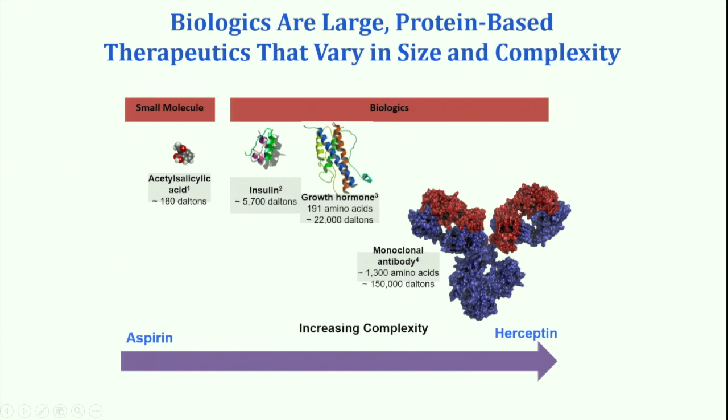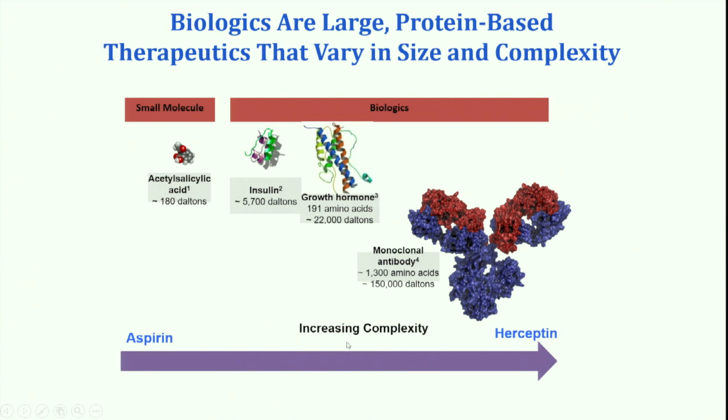Now, you see biologics are large, and protein-based therapeutics actually vary in size and complexity. If you take a small molecule of 180 daltons like aspirin, this is very small. But as we enter the biologics regime, like insulin, it's about 5,700 daltons, quite big compared to this. If you go even further, like a growth hormone, it's 22,000 daltons, and a monoclonal antibody is 150 kilodaltons. So that's quite a big molecule.